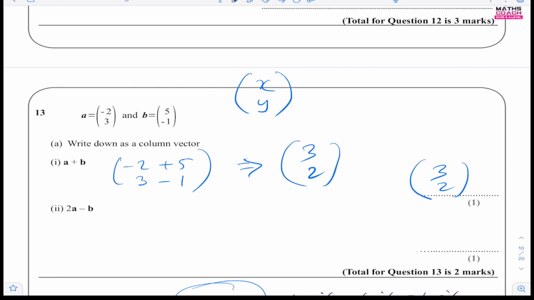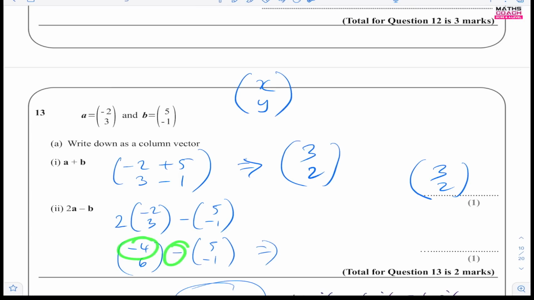For the second part, I multiply A by 2 first, so minus 2, 3, and then I take away 5, minus 1. So when I multiply this by 2 first, I get minus 4, 6, and 5, minus 1. Now I will just do minus 4 minus 5, giving me minus 9, and I will do 6 minus minus 1, and the minus minus is a positive, so it will be 6 plus 1, which is 7. So the answer is minus 9, 7.